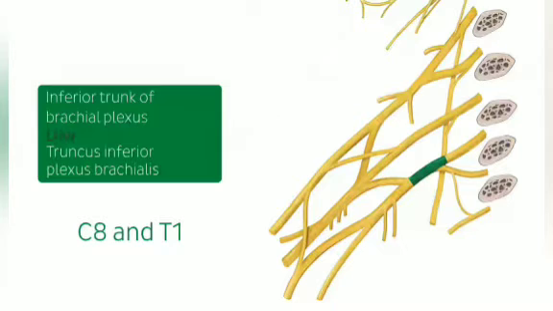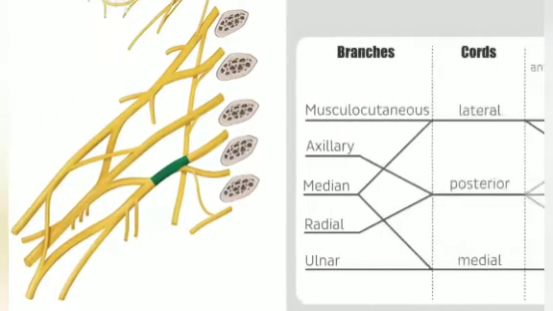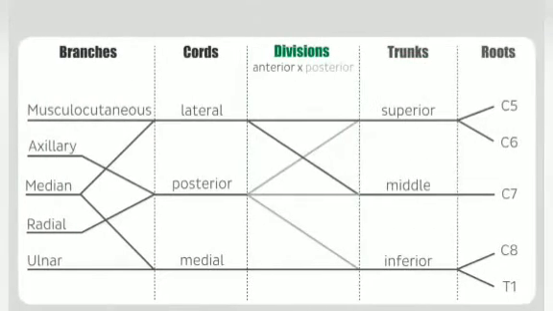Just to recap, so far we've covered the roots and the trunks of the brachial plexus. Next we're going to look at the divisions of this plexus. These divisions are bifurcations of the trunks and are the third section of the brachial plexus. As you can see in this diagram, each of the trunks which we've described previously give off an anterior and a posterior branch.